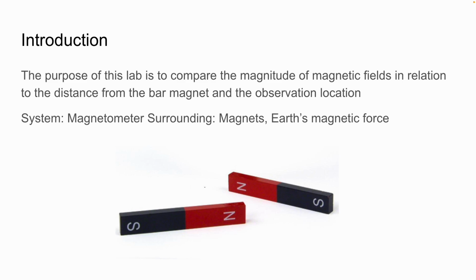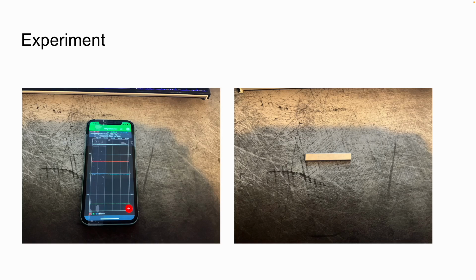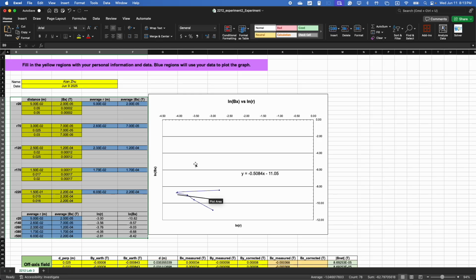The system was the magnetometer on the phone, and the surrounding was the magnets and the Earth's magnetic force. This experiment took place on my phone magnetometer. This was the app I used, and this was the bar I used. After calibrating my magnetometer, these are the results I recorded according to the PDF steps I took.